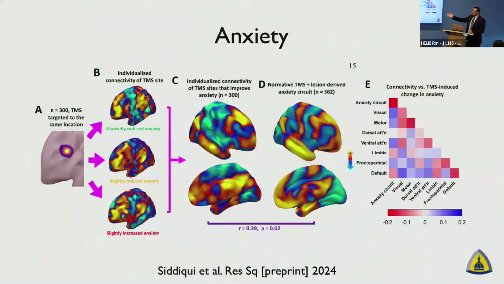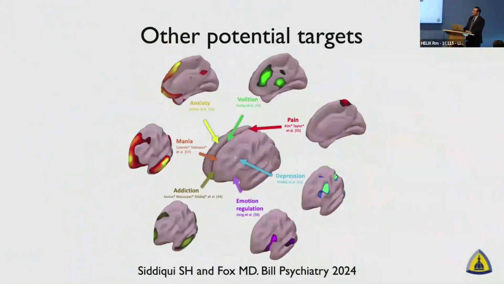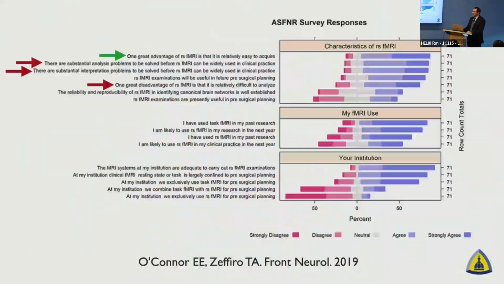Or in patients with anxiety, there are certain areas of the brain based on connectivity that show up that have a high effect on treatment for anxiety, even medication. So they're expanding this beyond depression to anxiety, addiction, mania, pain, volition. So this is a very, very exciting area that I think will be useful in the next years.